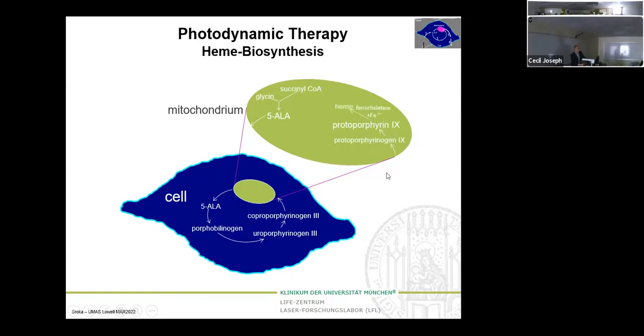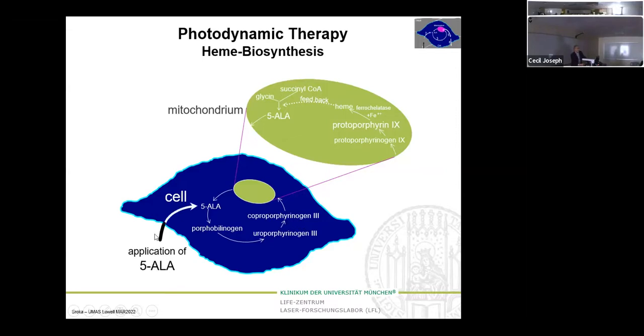Normally, there is this ferrochelatase which puts iron into this protoporphyrin. Then we get heme, and normally there is a feedback regulation of this process that keeps it running.